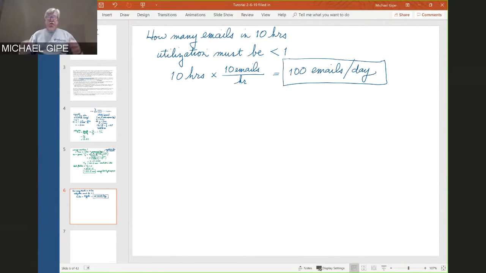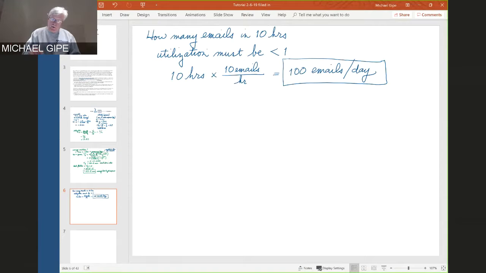Sometimes the questions are not designed to trip you up. But if the utilization were greater than 1, then you have a problem, because you'd end up with a queue that was just building and building up over the day, and the lawyer would not be able to handle all of them. He'd be basically backed up, and at the end of the 10-hour day, he would not have seen all of the emails that came in. So he'd be seeing something less than the total number of emails that were coming in.